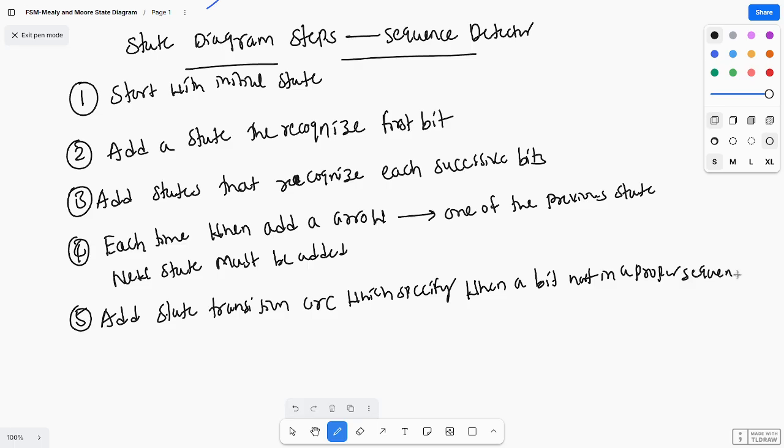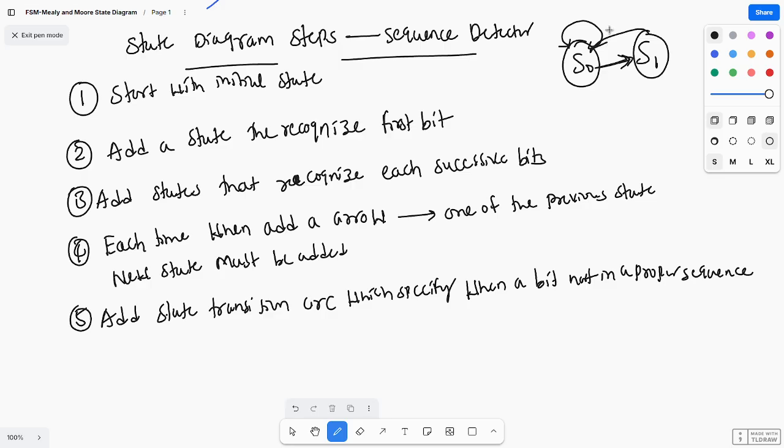If the sequence is detected, it will go to the next state. If the sequence is not detected, you need to add an arc so that it will move somewhere. Suppose S0 is there and S1 is there. If the sequence is detected, you need to add an arc to the next state. If the sequence is not detected, you can add this arc so that it will stay in the same state or come back to S0.